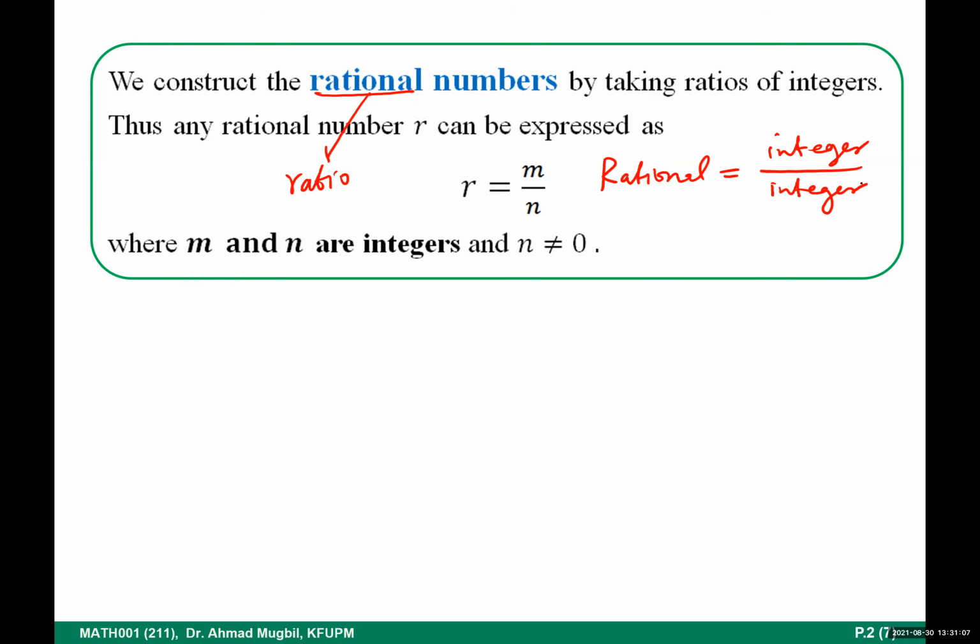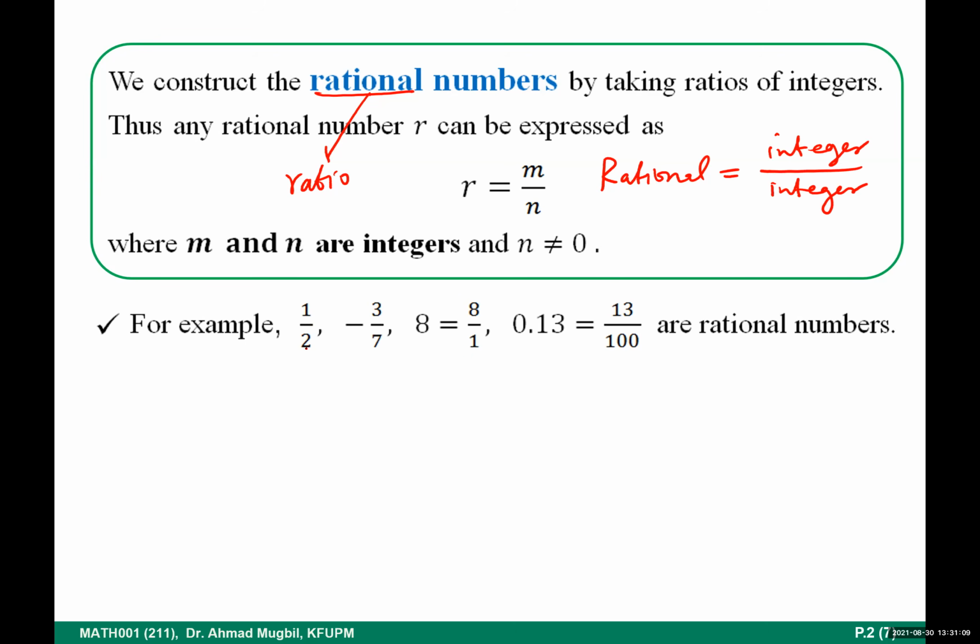Like what? Like 1 over 2, a half. -3 over 7 or 3 over -7. 8 is 8 over 1. 8 is an integer, but it is also rational, because every integer is rational. Just put the denominator equal to 1. So if you have -3, it is -3 over 1. So it is also integer over integer. We can conclude from that every integer is rational. But the opposite is not true.